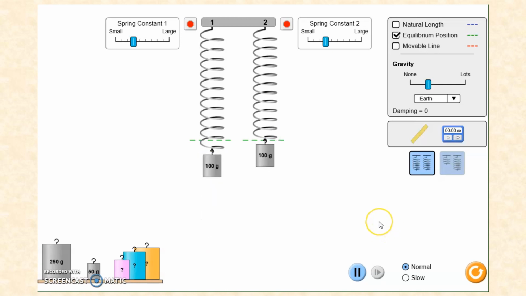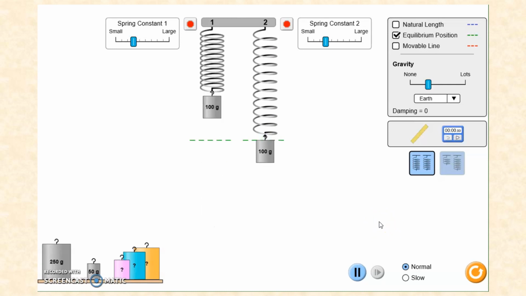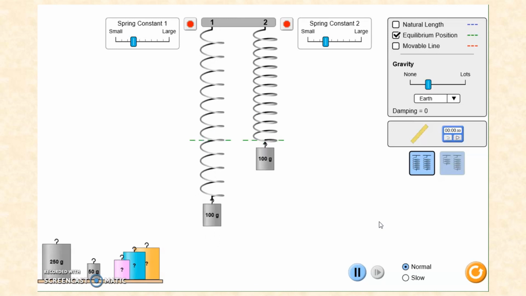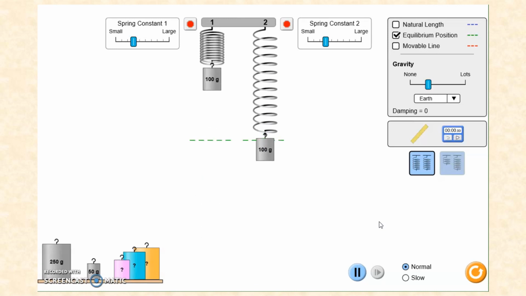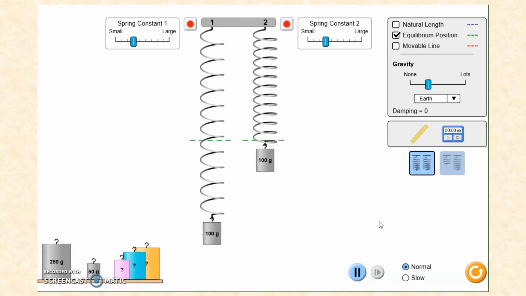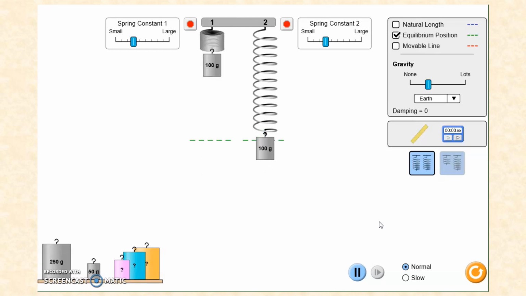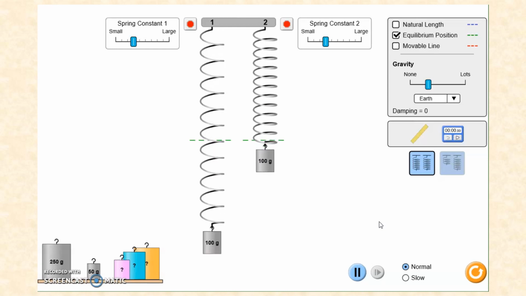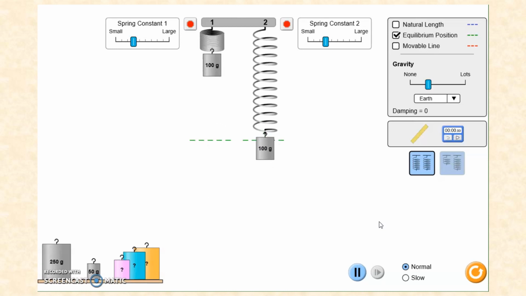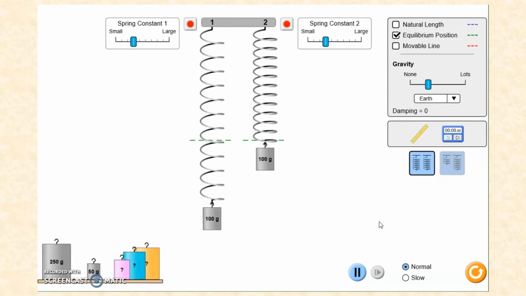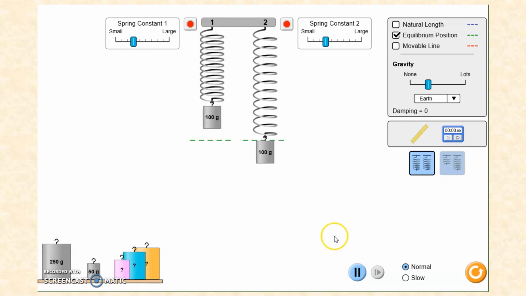Hopefully you see that clearly the amplitude of vibration is much greater for the spring on the left, but if you'll notice, their periods of vibration are identical. It takes each of these masses the same amount of time to make one complete oscillation.